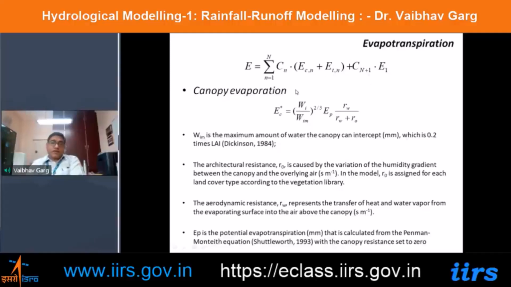So here EC is the canopy evaporation. Canopy evaporation depends on the maximum amount of water that the canopy can intercept, that is Im, and the evaporation, the architectural resistance, and the aerodynamic resistance to the evaporation. So if you know these values, you can calculate the canopy evaporation.